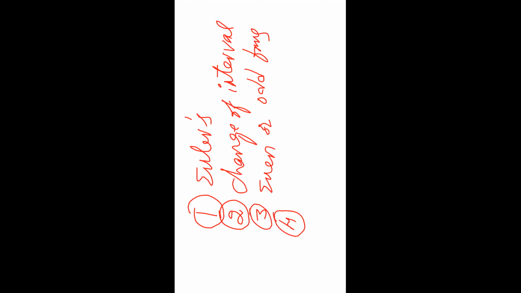Okay, last class I explained the introduction of the Fourier series and how to identify the methods of the Fourier series. Here we have 4 different types of methods. One is Euler's, the second one is change of interval, the third one is even or odd function, and the fourth one is half range series.